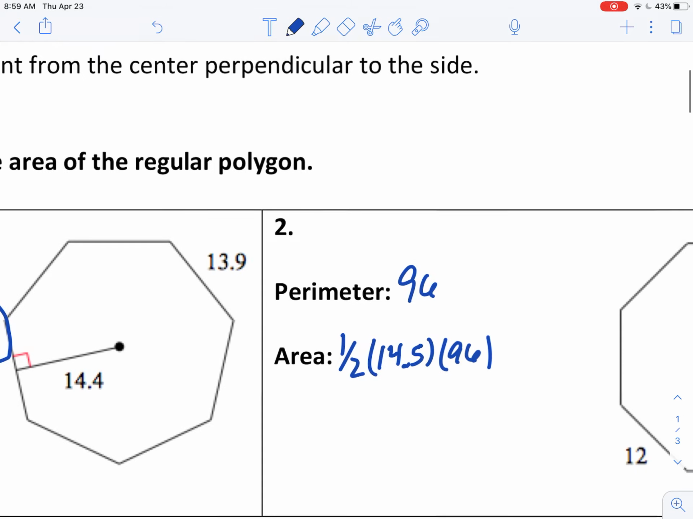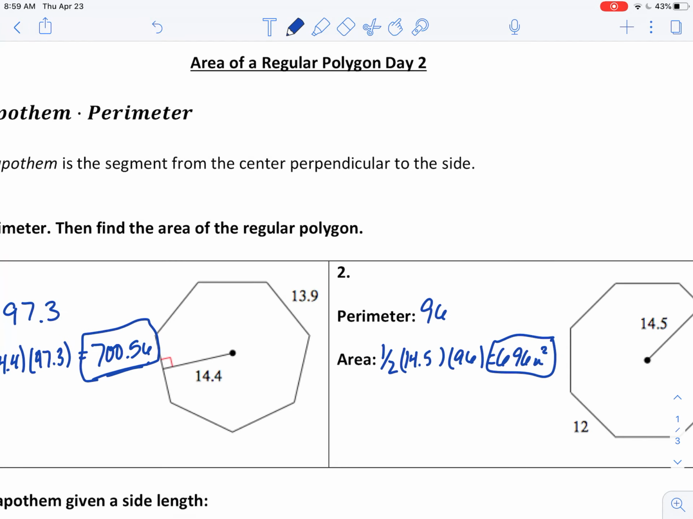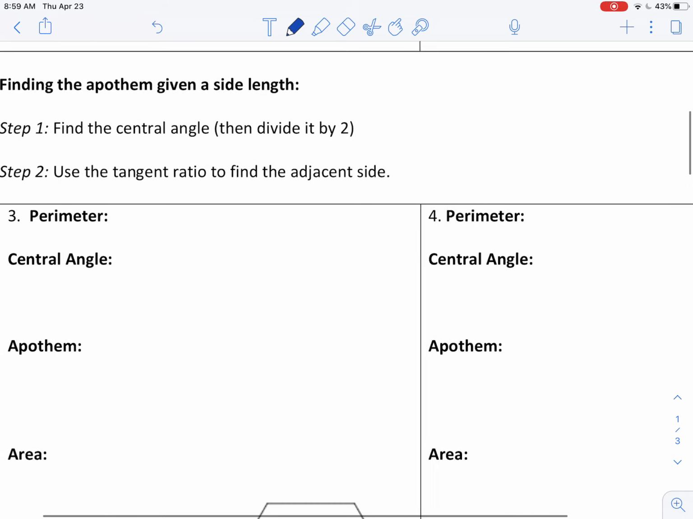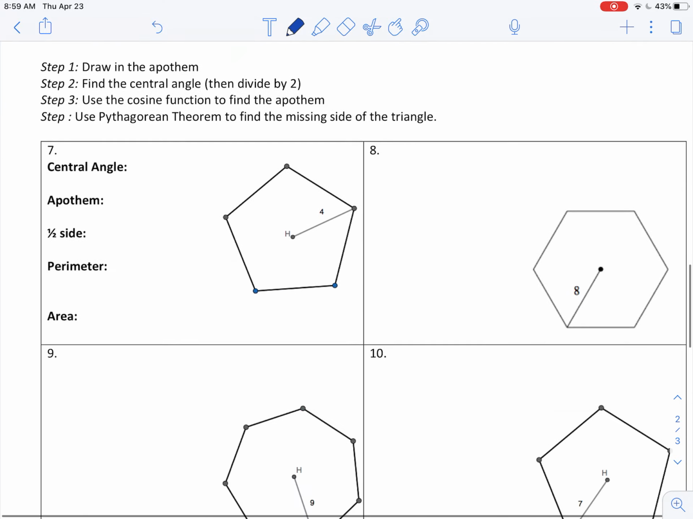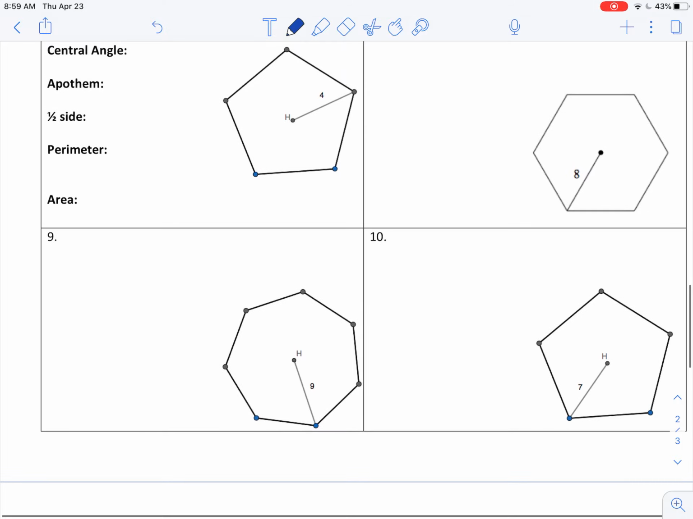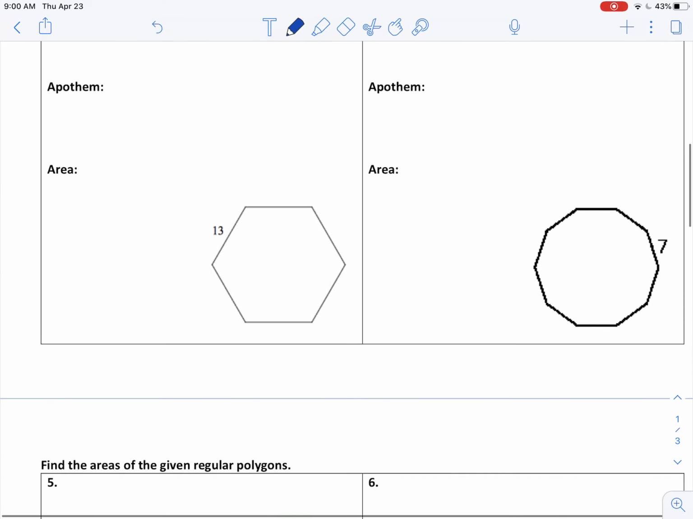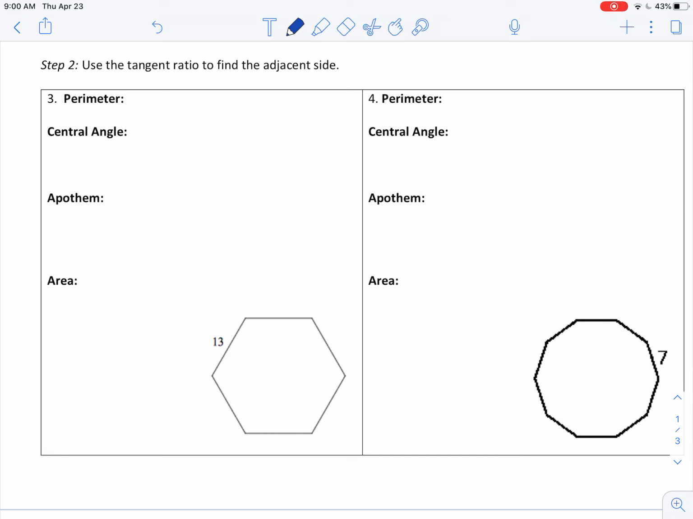So again, 1/2 apothem perimeter. So this is 8 sides. So the perimeter is 12 times 8, which is 96. And the area is going to come from 1/2 apothem perimeter. So I'll do 1/2 times apothem times perimeter, and I'll get 696 square units.